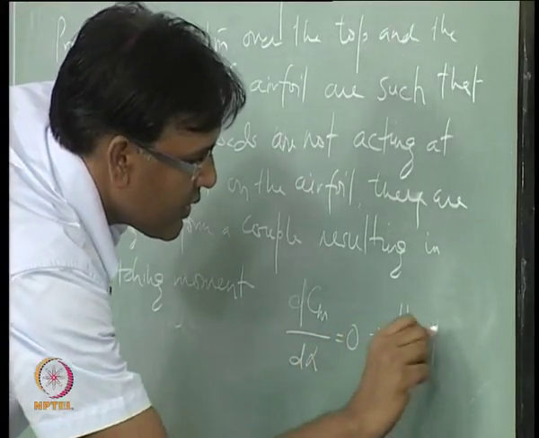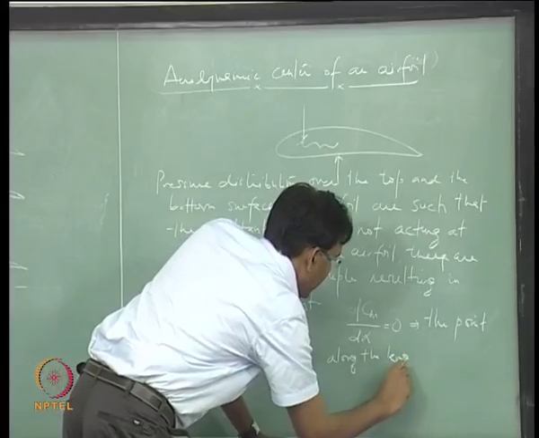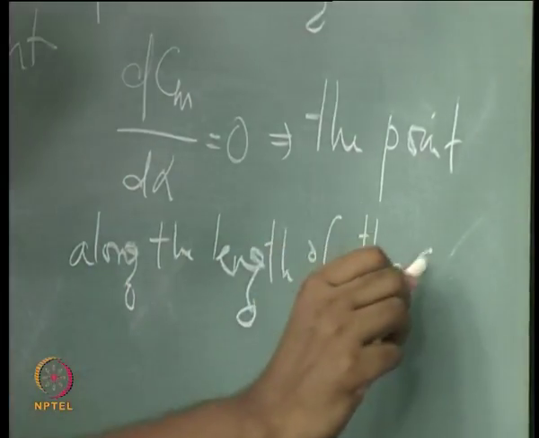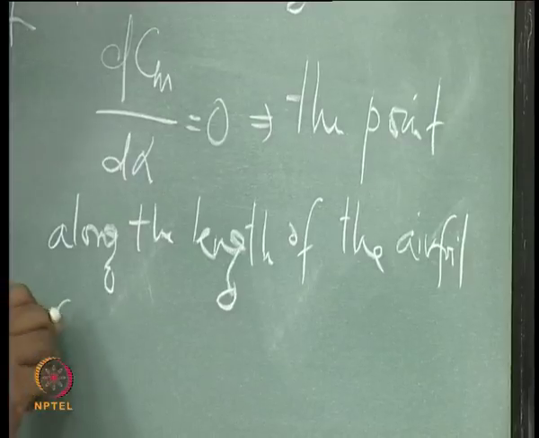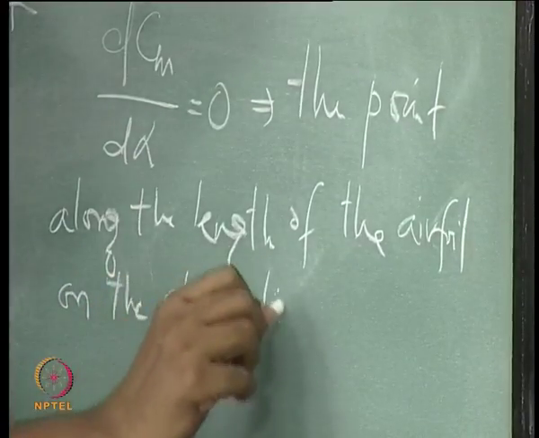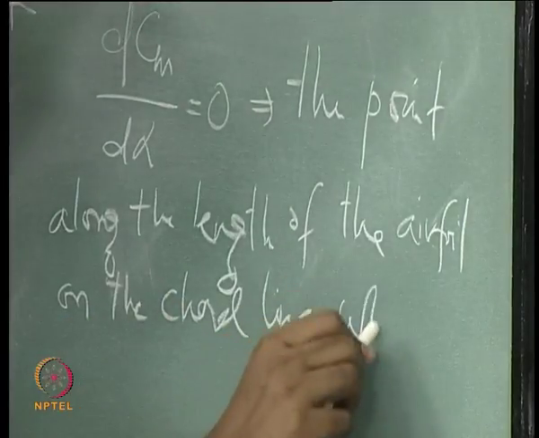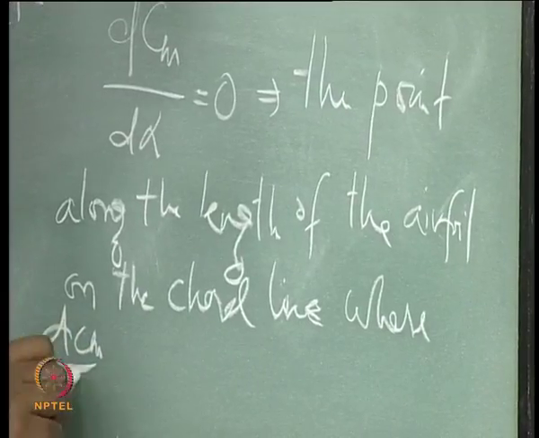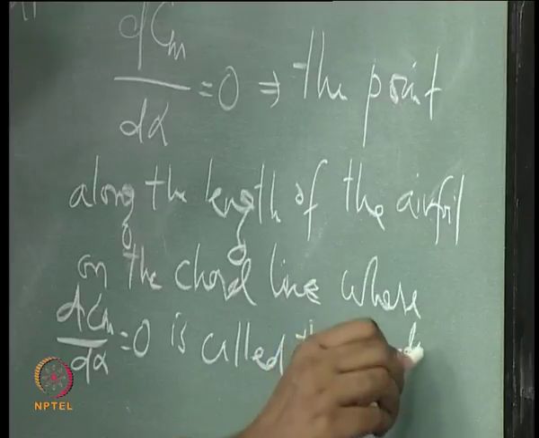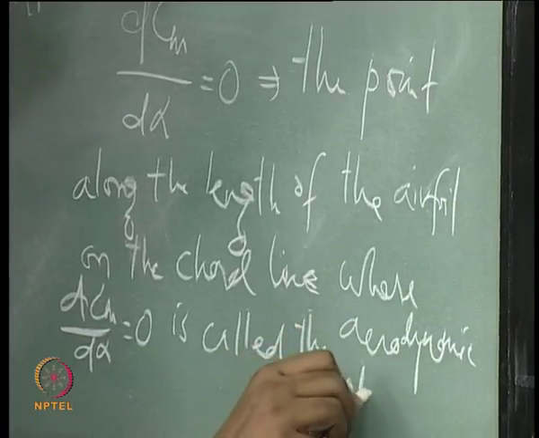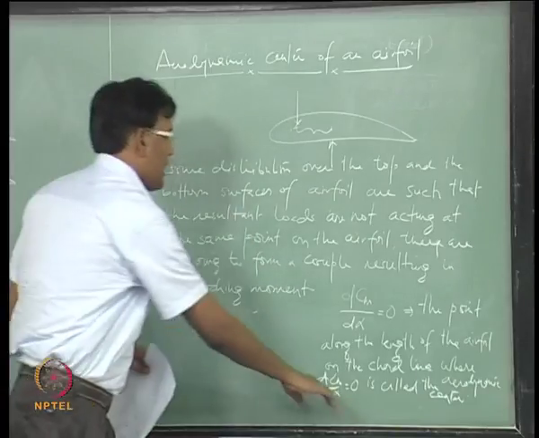So, the point along the length of the airfoil on the chord line where dCm over d alpha is 0, is called the aerodynamic center. So, usually for a symmetric airfoil, the aerodynamic center is at the quarter chord length of the airfoil.